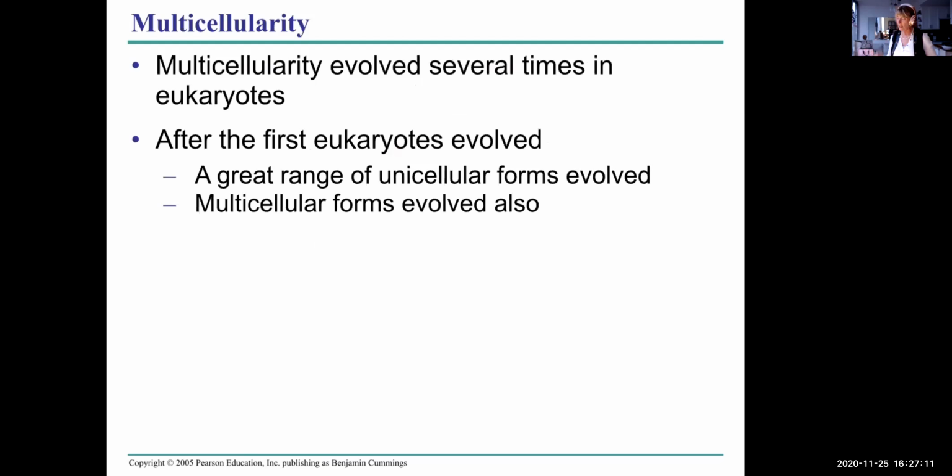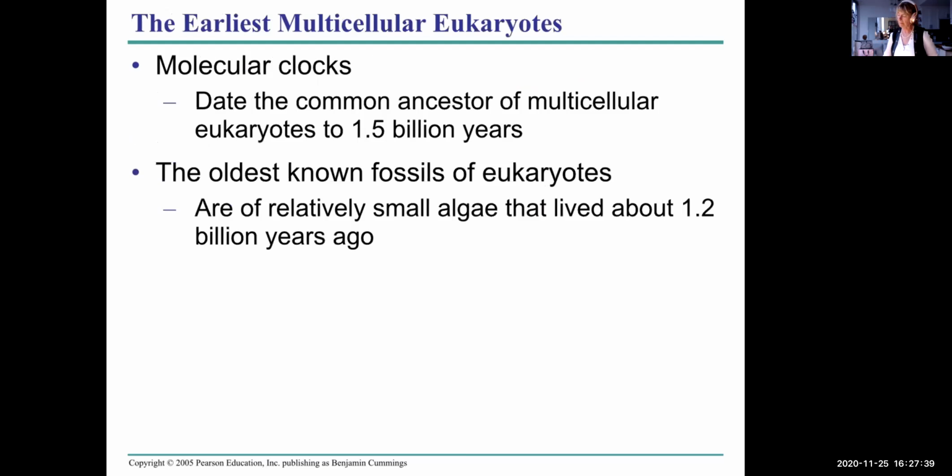What about multicellularity? Well, it evolved several times in eukaryotes. So we have multicellular fungi, multicellular animals, Animalia, multicellular Plantae, but they probably evolved separately from unicellular to colonial to multicellular organisms. So the very earliest ones date the common ancestor of all multicellular eukaryotes about 1.5 billion years ago. But the oldest known fossil is a relatively small alga that lived about 1.2 billion years ago.